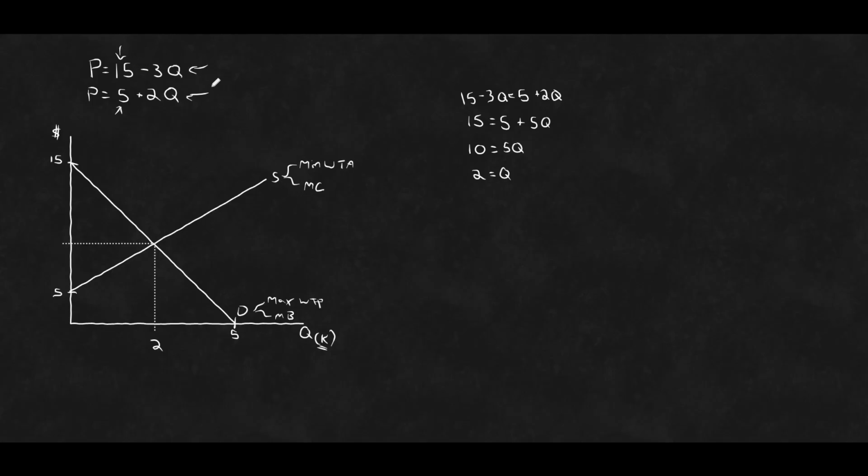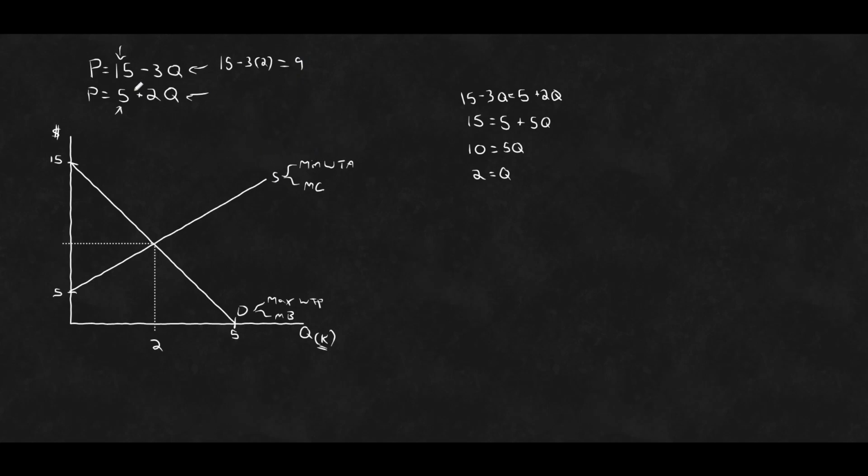We'll do both, just to confirm we got the right number. 15 minus 3 times 2. So that would be 15 minus 3 times 2. 3 times 2 is 6. So 15 minus 6 would give me a price of 9.